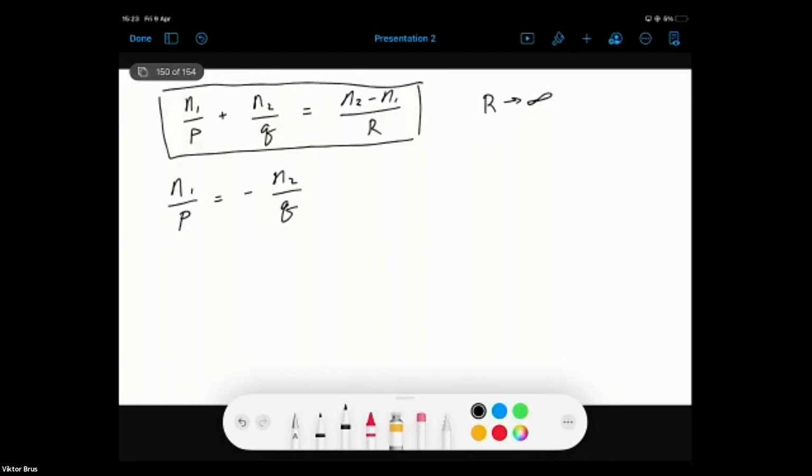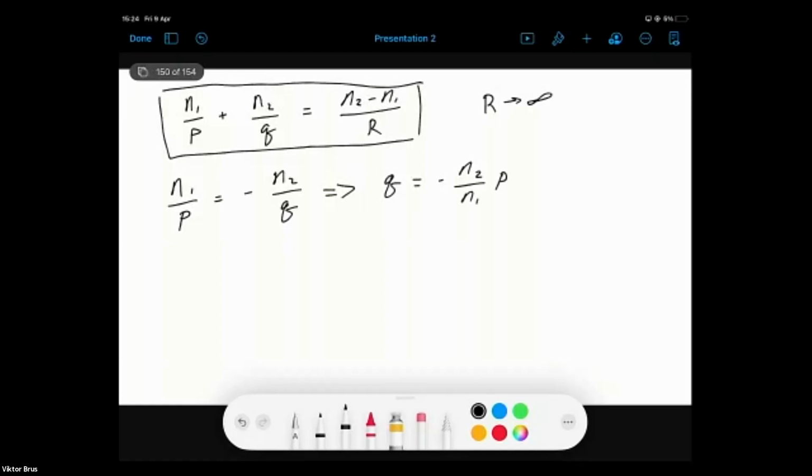Because something divided by R, which approaches infinity, will just go to 0. From here, we get Q, which is the distance from the flat interface between two transparent mediums to the image, will be equal to minus n2 divided by n1 times P.